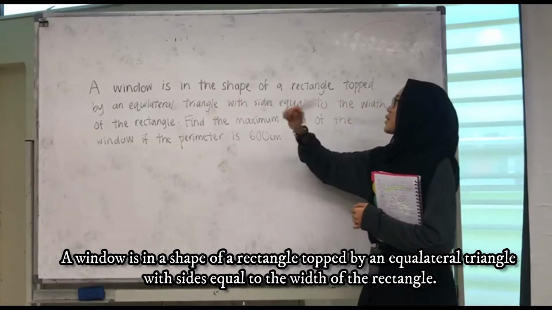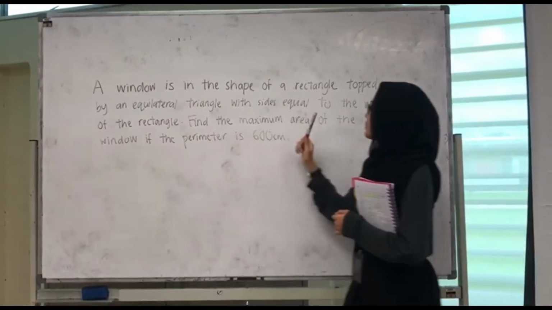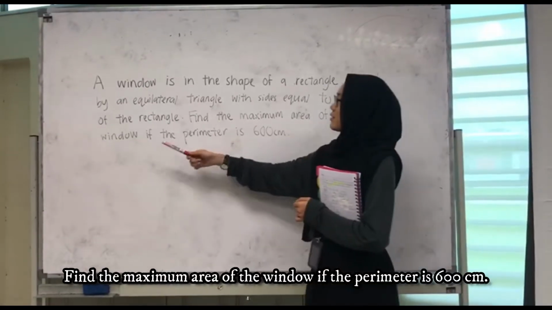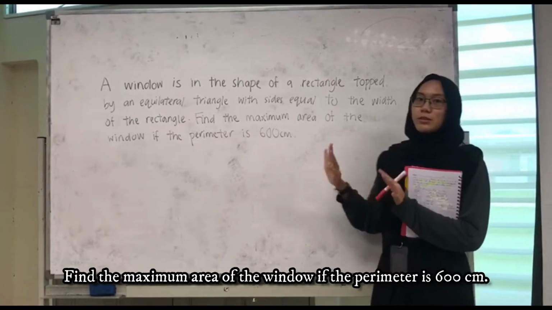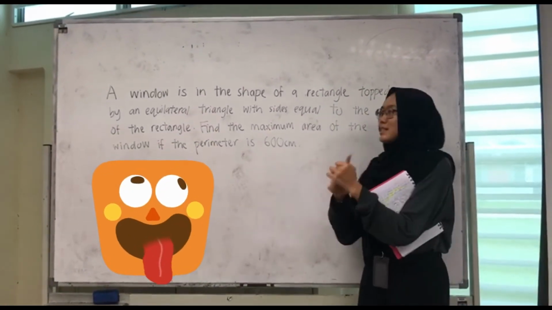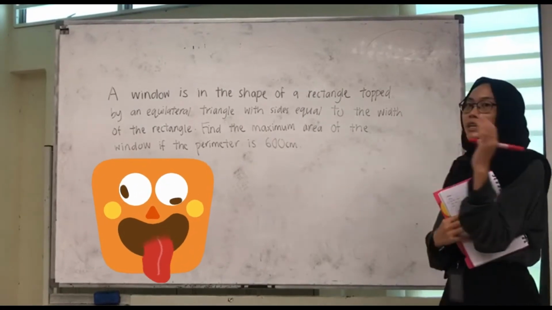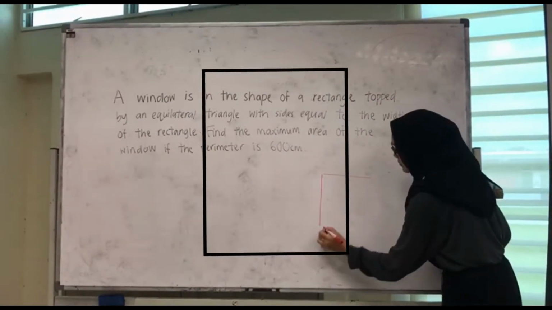The window is topped with an equilateral triangle with sides equal to the width of the rectangle. Find the maximum area of the window if the perimeter is 600 cm. So basically, before we start solving, we have to make sure that we know how to visualize this problem. We have a window that is a rectangle in shape.